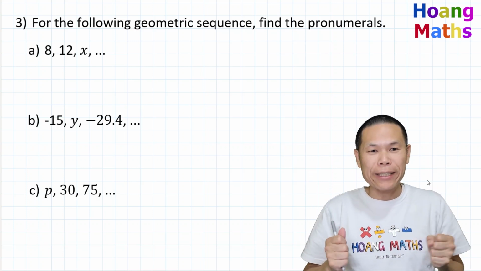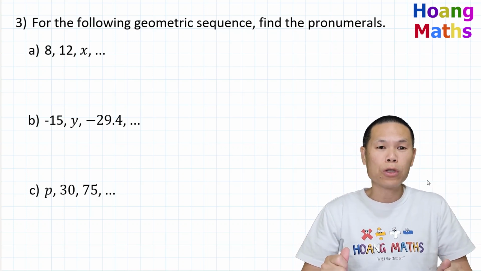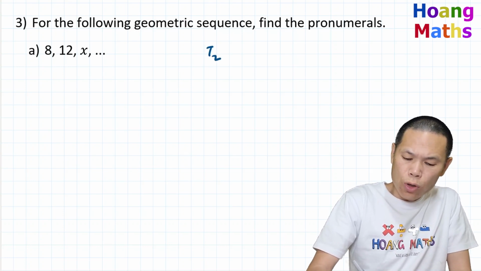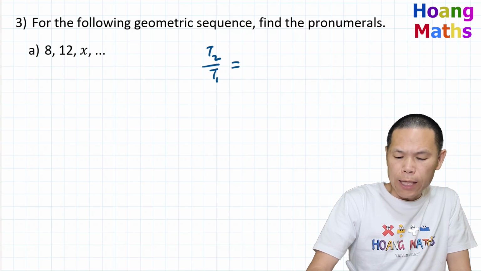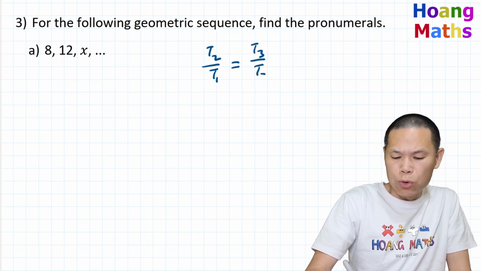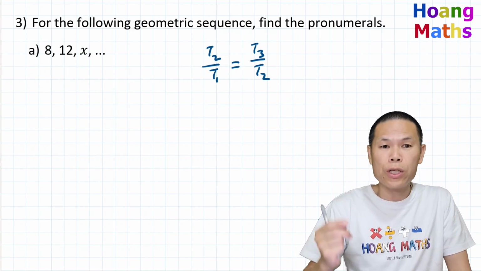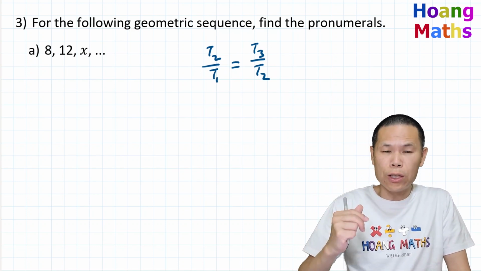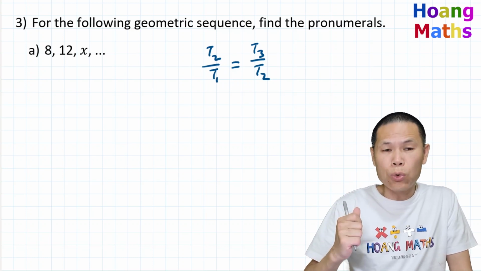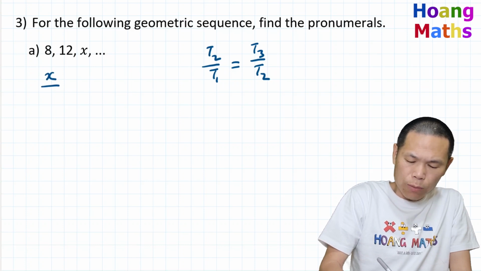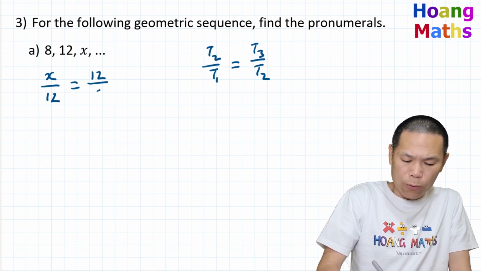Hi there, I'm back. How did you go? So let me just go through them with you. For a geometric sequence, we know that term 2 over term 1 is the same as term 3 over term 2, or the same as term 6 over term 5. In this case, we only have 3 terms so far. So we just use term 3 over term 2, that is 12, which is exactly the same as term 2, that is 12 over term 1, which is 8.